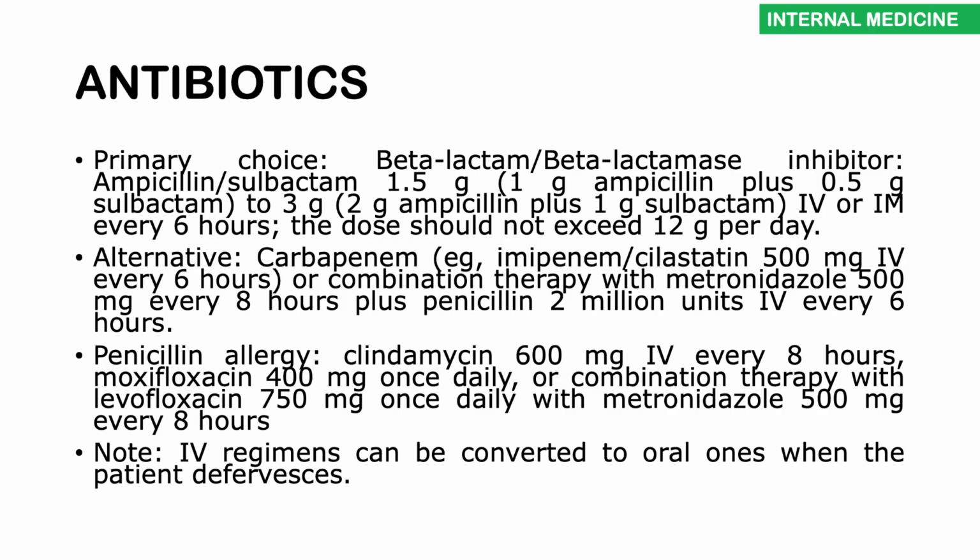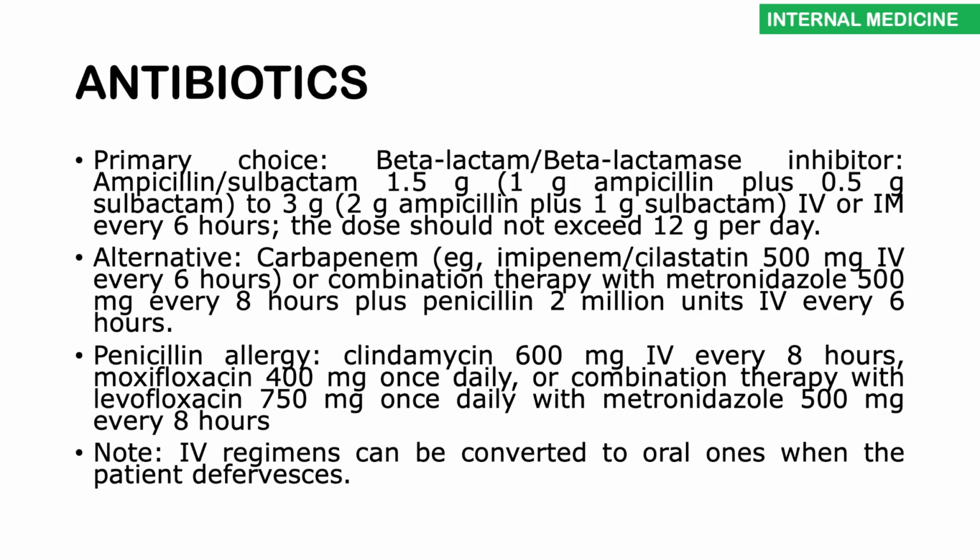For example, ampicillin and sulbactam combination, 1.5 grams to about 3 grams, IV or IM every 6 hours, and the dose should not exceed 12 grams per day. Or alternatively, we could use a carbapenem, that's imipenem and cilastatin, about 500 milligrams IV every 6 hours, or a combination therapy with metronidazole, 500 milligrams 3 times a day, plus a penicillin, 2 million units IV every 6 hours.